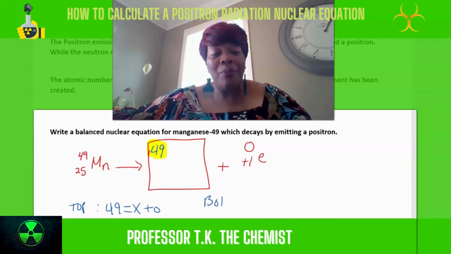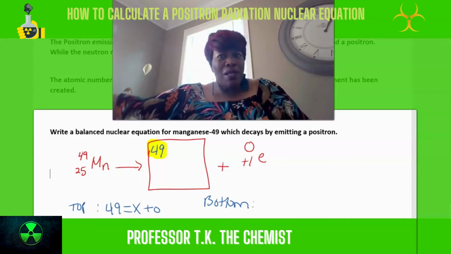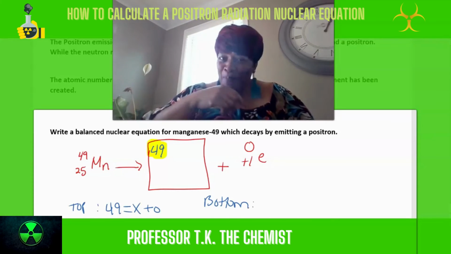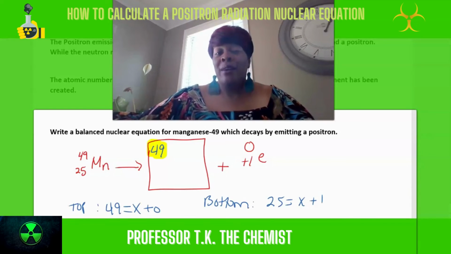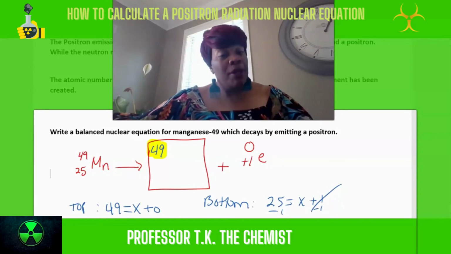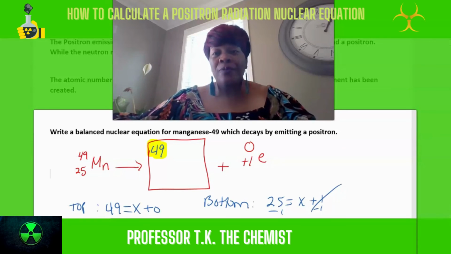Now, the bottom number, which is the glue or the key to telling us what this new element is going to be, okay? Here we go. 25 equals what number plus 1? Well, we're going to subtract 1 from both sides, and we end up with 24, because 25 minus 1 gives us 24. So we're going to put 24 as the new number.